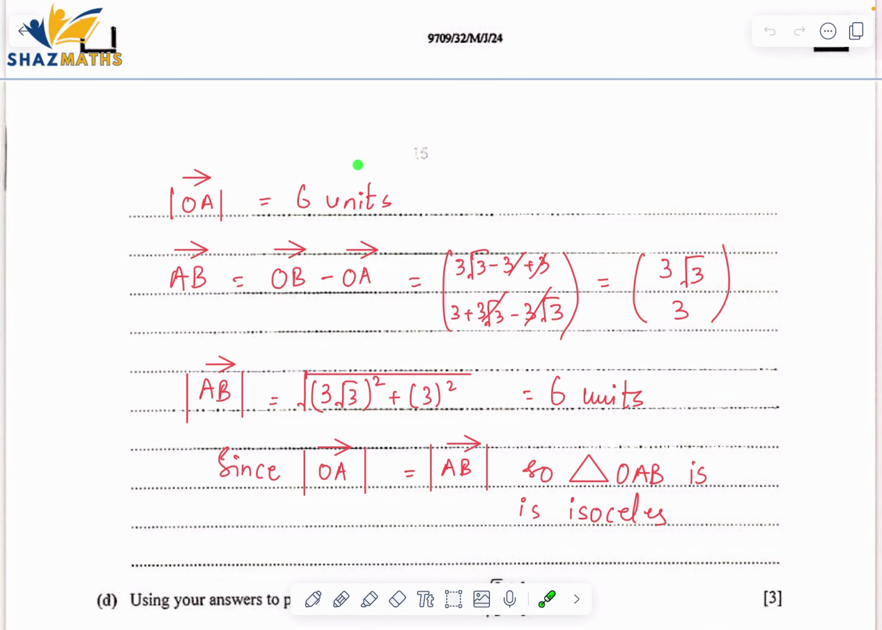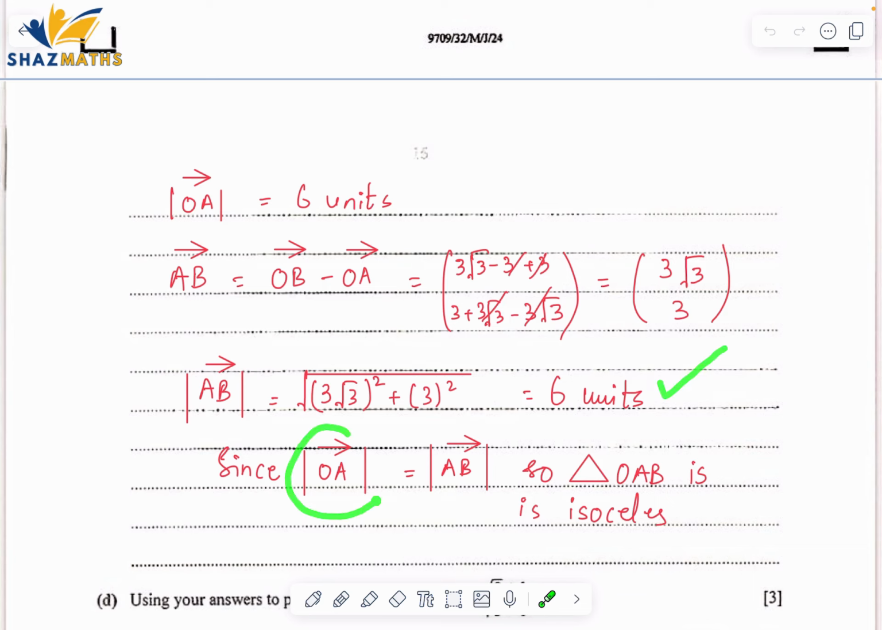For point A, we have already found its length in the previous part. This is 6 units. For AB, we can apply the vector approach. AB should be equal to OB minus OA. So we'll apply the modulus formula, we'll find the length. It is also coming out to be 6 units.